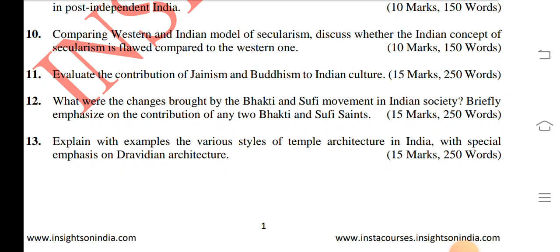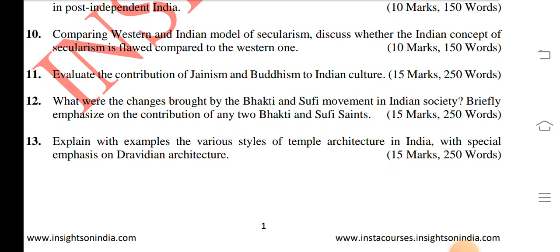Urbanization in India has accelerated the process of marginalization. Suggest steps to minimize the negative aspects of urbanization. And question number 9: To what extent can the environmental movement be called a social movement? Trace its journey in post-independence India.